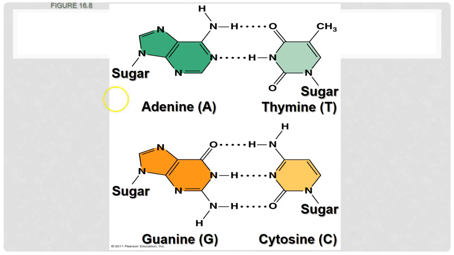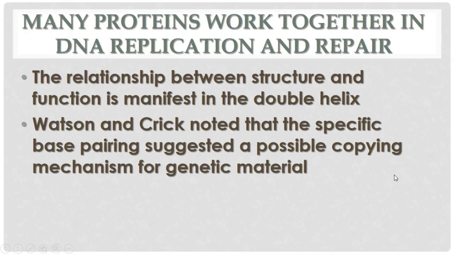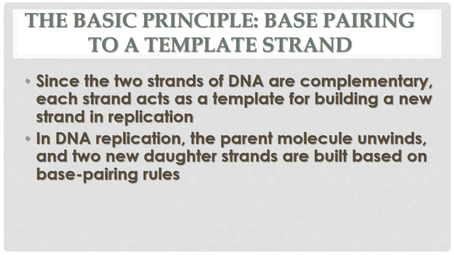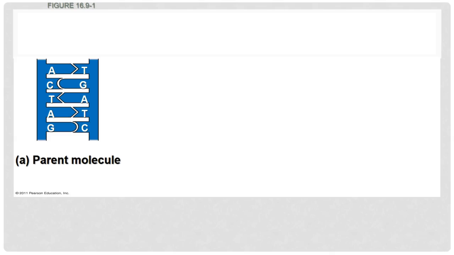So we have our bases, our 4 nitrogen bases, adenine and thymine, pair together with 2 hydrogen bonds here. Guanine and cytosine pair together with 3 hydrogen bonds. And they were looking at maybe that's the way that this could be copied, because since there's specific base pairing, maybe there would be a way that this worked together. The strands are complementary to each other, and that means that each strand serves as a template for making a new strand in replication. So the next problem was to figure out how the molecule replicated itself.